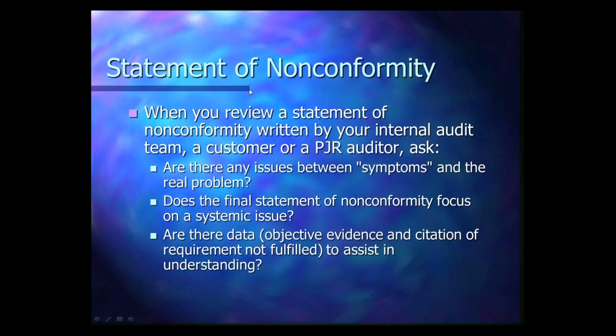So a gut check. When you're reviewing the statement of nonconformity written by an internal auditor, a Perry Johnson auditor, or one of your customers, if they're doing an audit of you, you want to ask the following. Are we distinguishing between the symptoms and the real problem, the systemic issue? Has the distinction been made? Does the final statement of nonconformity focus on a systemic issue as opposed to symptoms of the problem? Are there sufficient data, objective evidence, and a citation of the requirement not being met in order for you to understand the problem and the breadth and depth of the issue?